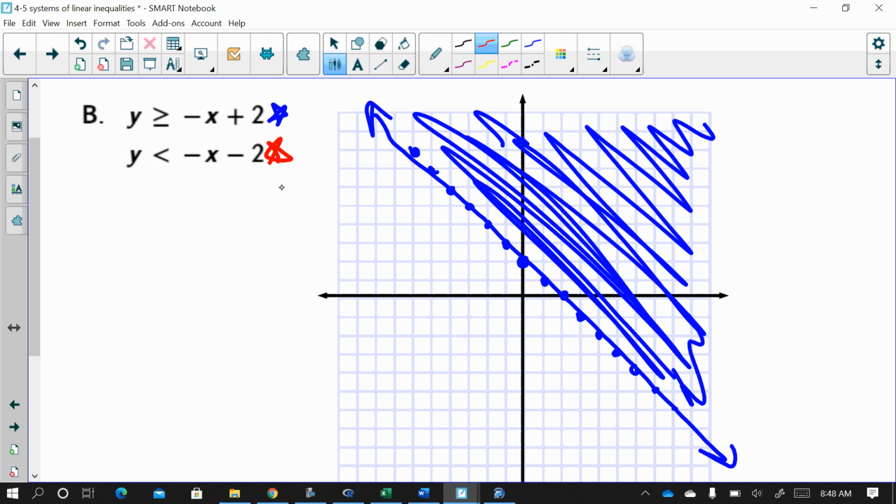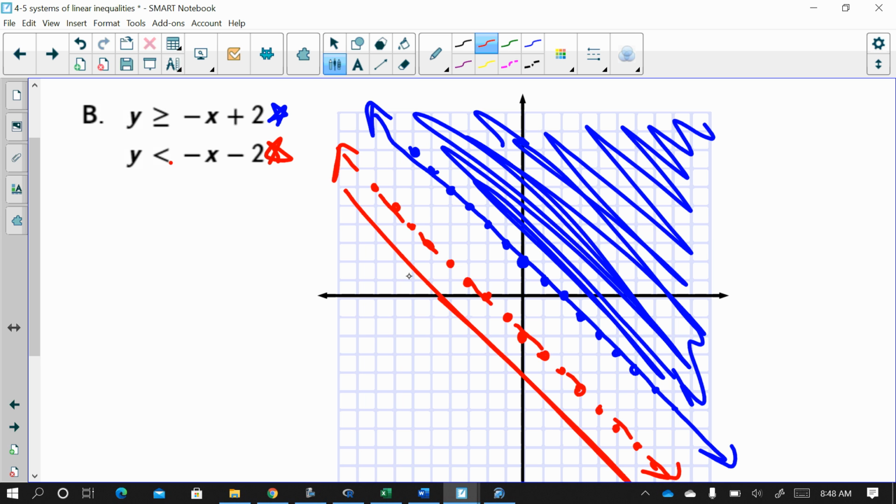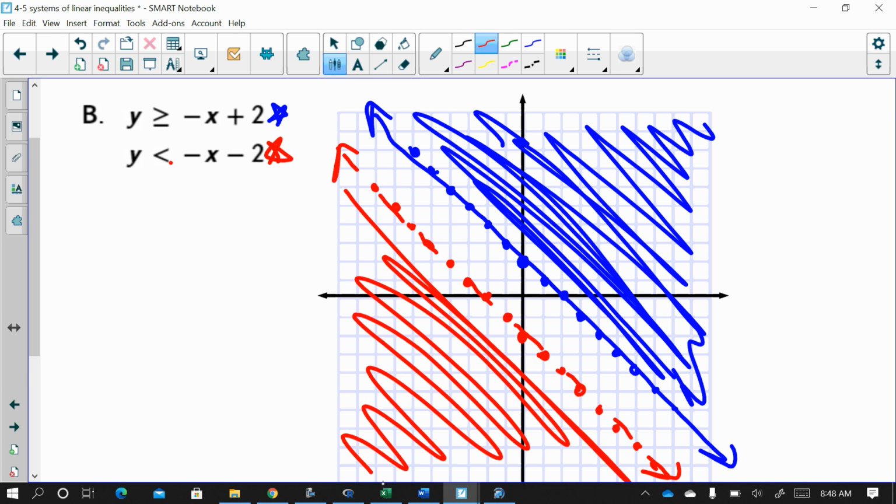This one I'm going to do in red. y is less than negative x minus 2. So minus 2. I am negative, so down 1, right 1, down 1, right 1, or we can go up 1, left 1. Solid or dashed? It's not equal to, so it's going to be a dashed line. Shading: I'm less than, so I go below. Now look at this one. Where's my double shade? There is no double shade, therefore this one has no solution.